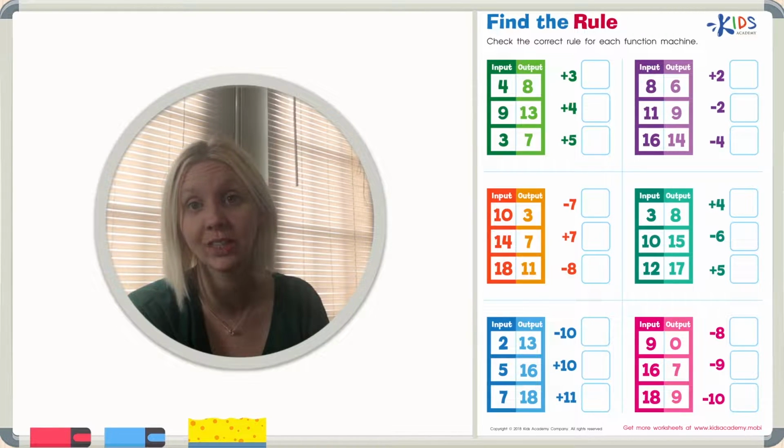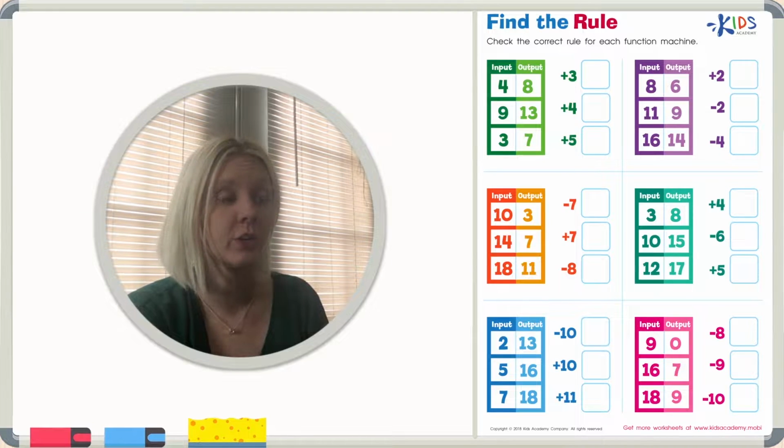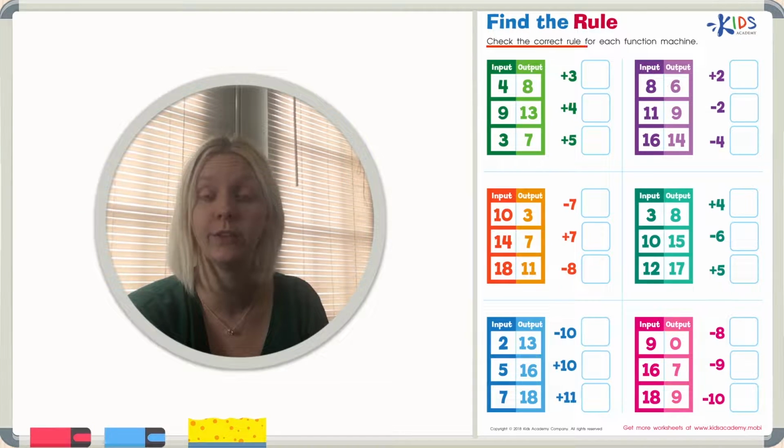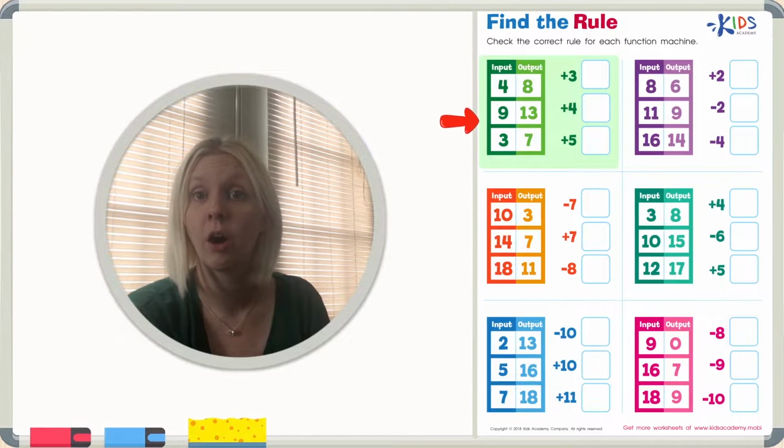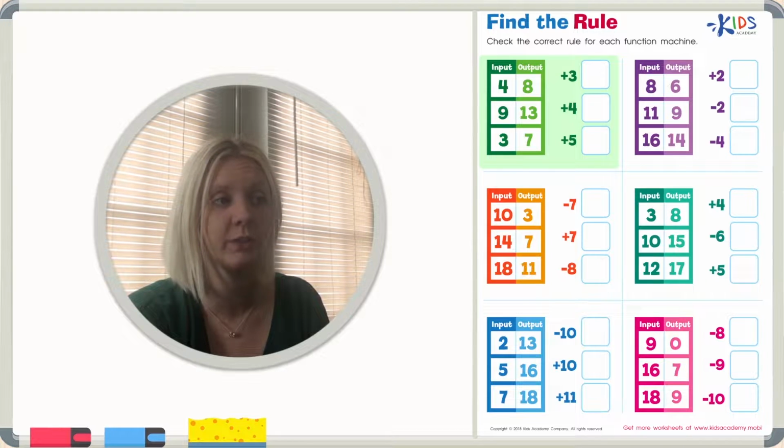The name of our worksheet is called Find the Rule. The directions say check the correct rule for each function machine. So what we've got here is each one of these little different colored boxes are our function machines, and what we have to do is find the rule that makes sense for each one of these machines.